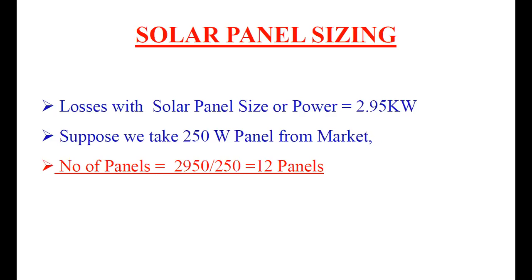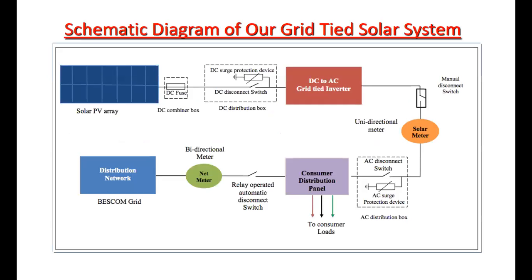So we can select the ratings of the inverter, the battery bank, and the solar panel considering the losses in the system. So this is the normal practical schematic diagram of the grid tied solar system. In this video lecture, I will explain only the home solar system, just to give you a brief idea of the grid tied solar system.